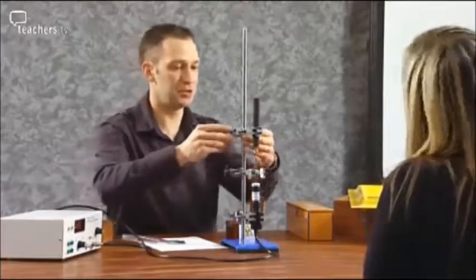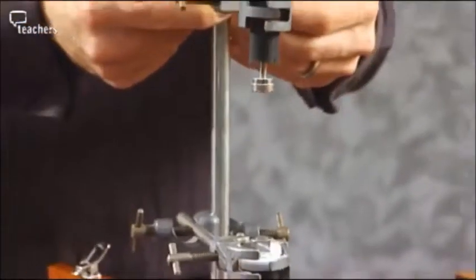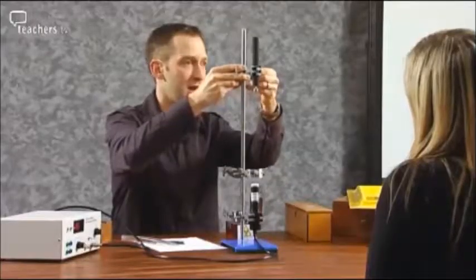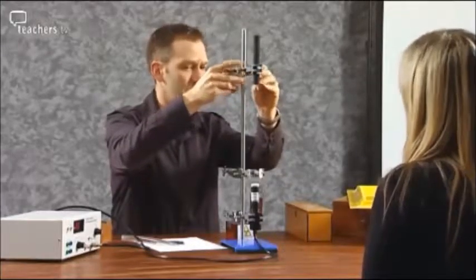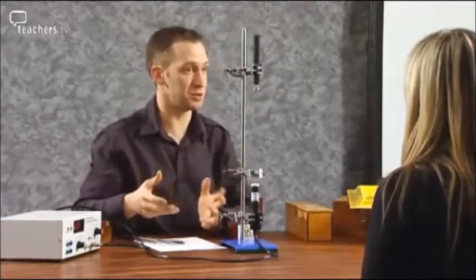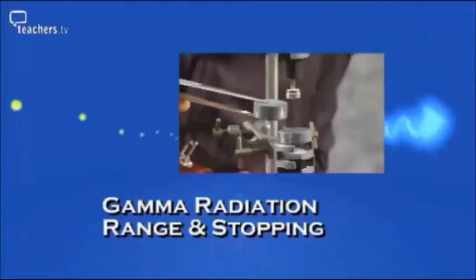The other thing we can demonstrate is the range of the beta particles in air, and if I move the source away from the detector, you'll hear that the count rate decreases. And notice that the range in air is significantly larger than the alpha particles, which was 2 or 3 centimetres. We're at tens of centimetres and still getting a reading on the counter.